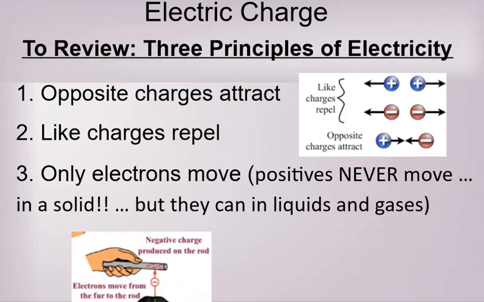And the last thing to keep in mind is that within solids, only the electrons are going to be doing the moving. Liquids and gases, sure, you can get the whole atom to move, so you could talk about protons moving, but when we're talking, we're only going to be talking about electrons that are doing the moving.